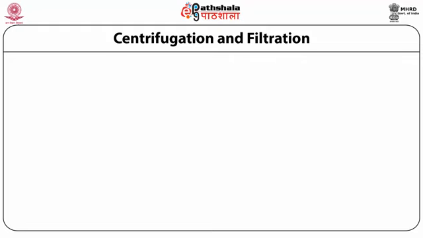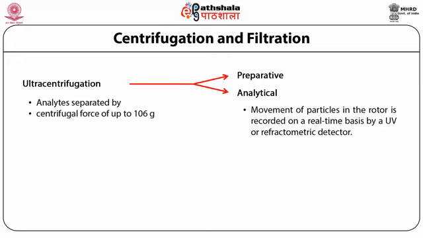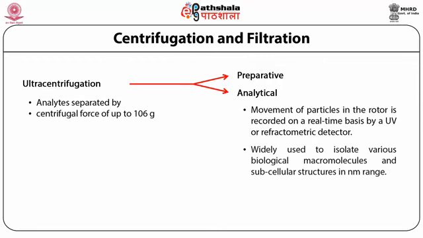Now these have been the most popular techniques for size separation of various particles. Ultracentrifugation employs centrifugal force of up to 10^6 G as a separating factor. Ultracentrifugation can be preparative or analytical. In analytical ultracentrifugation, the movement of particles in the rotor is recorded on a real-time basis by a UV or refractometer detector, and it is widely used to isolate various biological macromolecules and subcellular structures, in particular in the nanometer region of sizes.